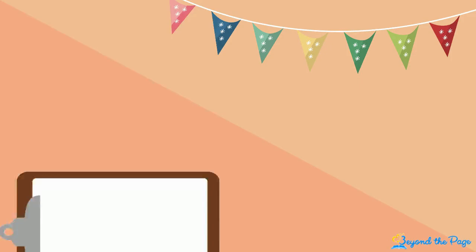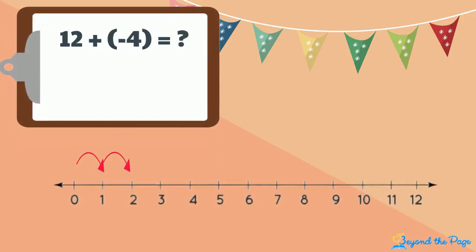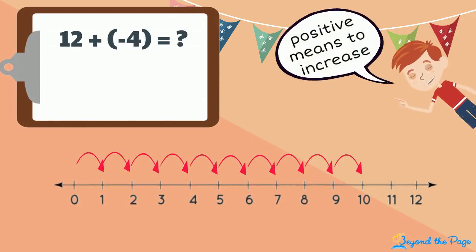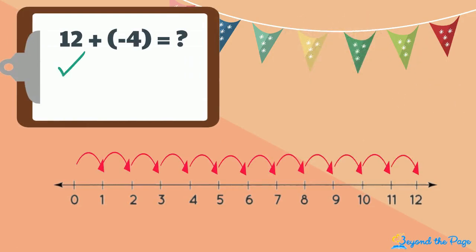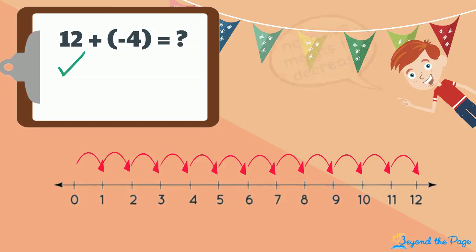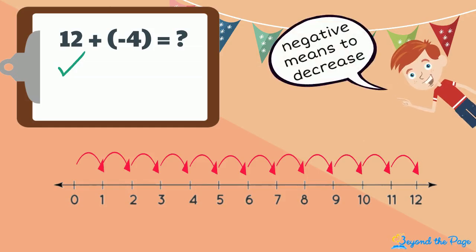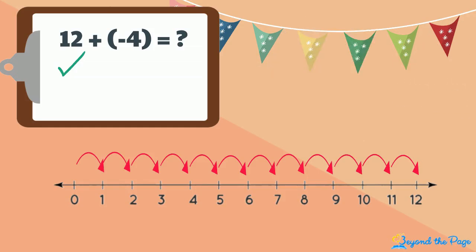In this example, 12 means you count 12 units toward the right of 0 because positive means to increase. The next part of the expression shows a negative number. Negative means to decrease, so the negative 4 shows that you need to count toward the left. If you count 4 units toward the left from 12, you arrive at the number 8.